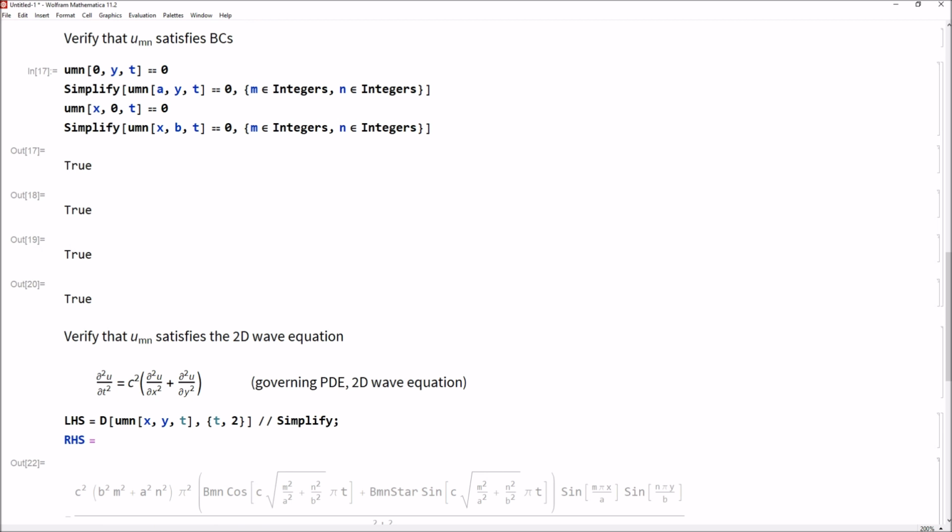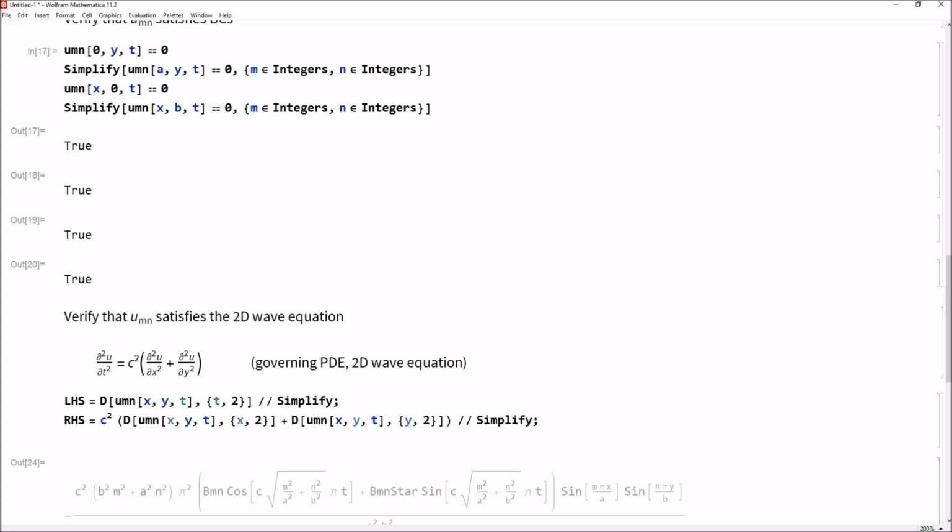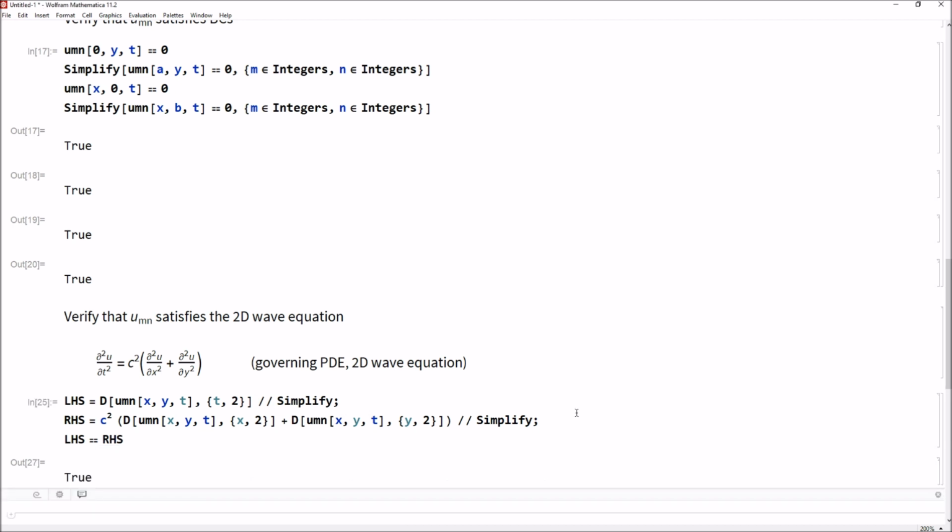The right-hand side, I think, is c squared times the quantity. Basically, I need to take a bunch of these second derivatives here, but instead of taking them with respect to t, I'm going to take them with respect to x and with respect to y. So great, that ought to be the right-hand side. All right, now here's the moment of truth. Does the left-hand side equal the right-hand side? Yay, look at that. It totally worked out. So I think we're good.